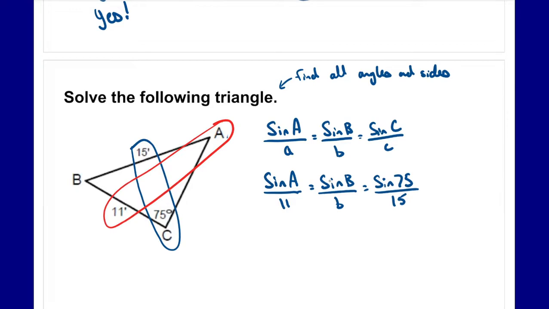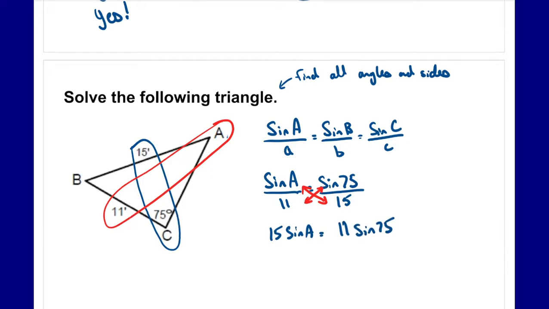So there's 1 pair that we don't know anything about. So in that case, we don't need this middle ratio. We only need the one with C and the one with A. Again, you can also think of we don't need that third one because we can't really have 2 sets of equal signs in one equation. So once we figured out what 2 ratios we're dealing with, we filled everything in, the next step is to cross multiply. So we end up with 15 sine A is equal to 11 times sine 75.